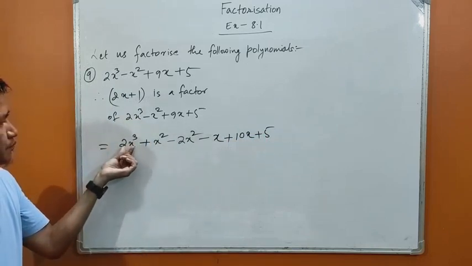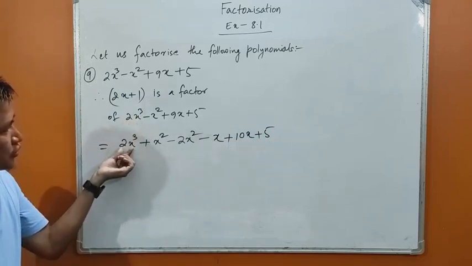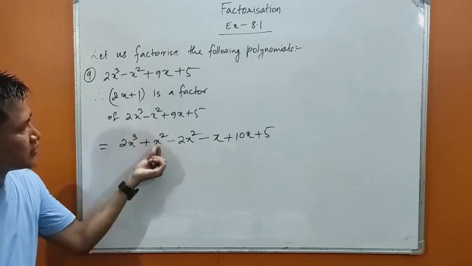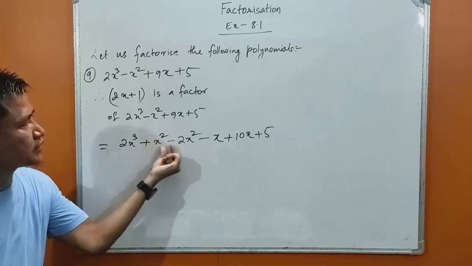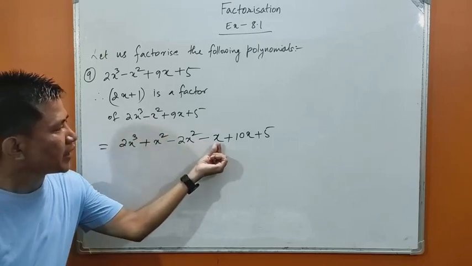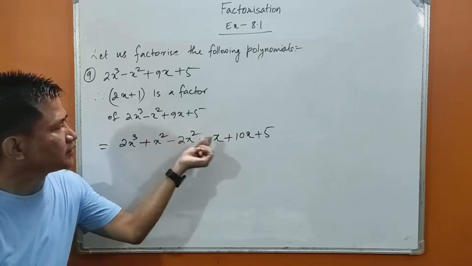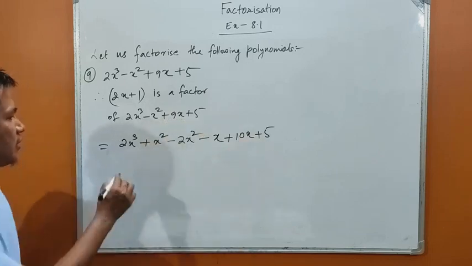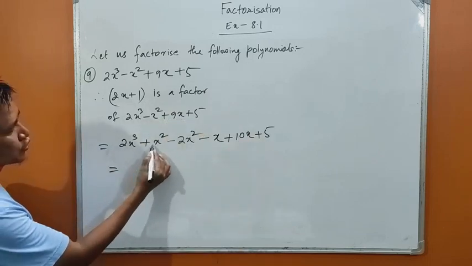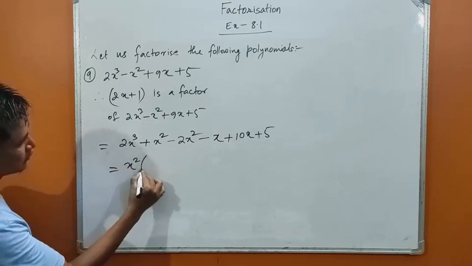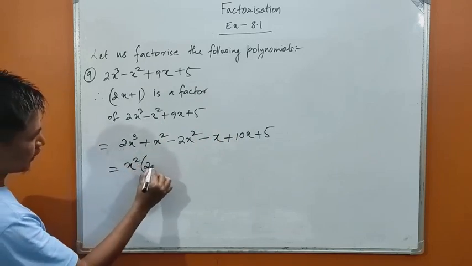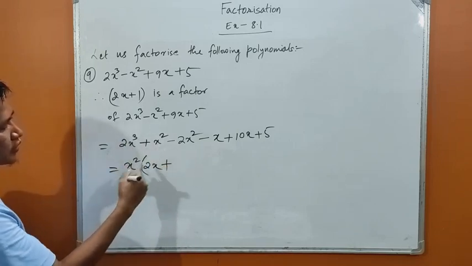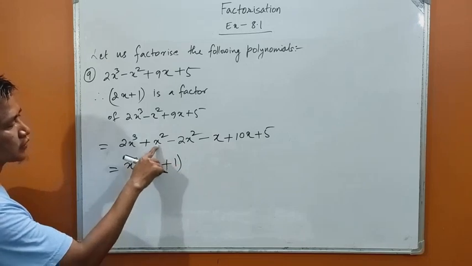2x cubed plus x squared minus 2x squared is minus x squared, isn't it? Plus x squared minus 2x squared, opposite sign, so minus x squared. Minus x plus 10x is plus 9x, sign of greater number comes, plus 5. Now let us take the common x squared from these two terms. X squared common, within the bracket remains 2x, isn't it? X squared into 2x is 2x cubed, plus x squared is taken common, so 1, x squared into 1 is x squared.